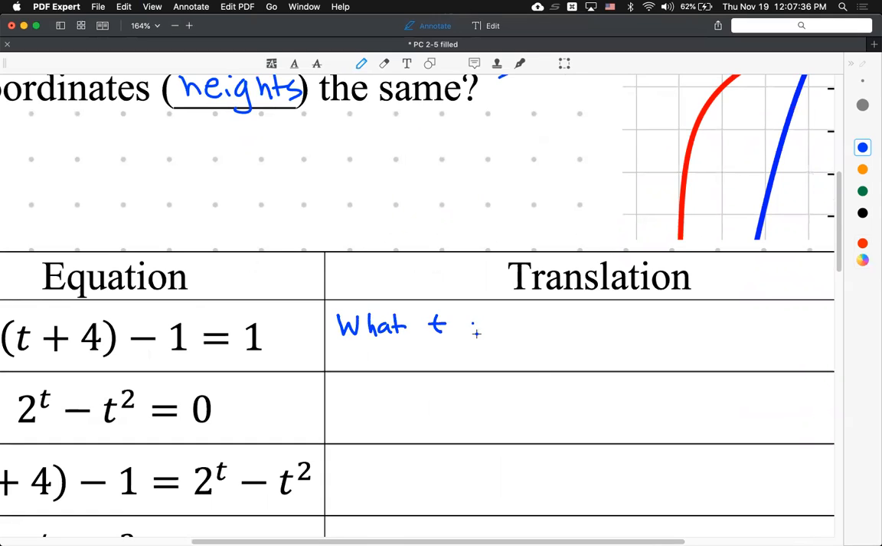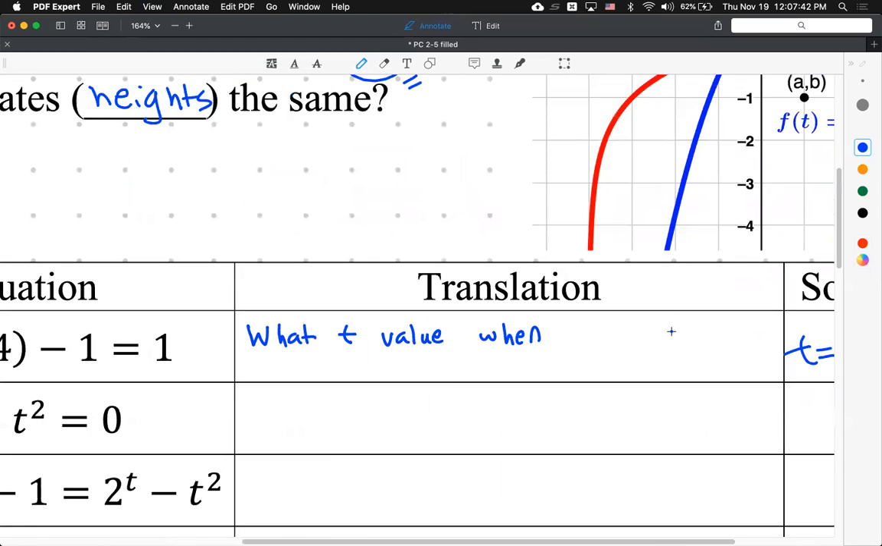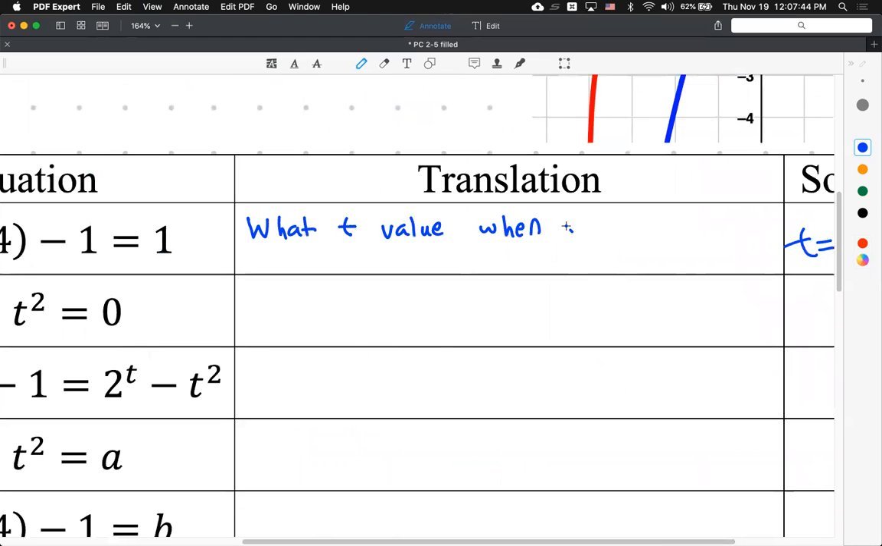What t value when, and this is g of t, right? What did I say? Yeah, g of t. When g is a height of 1.